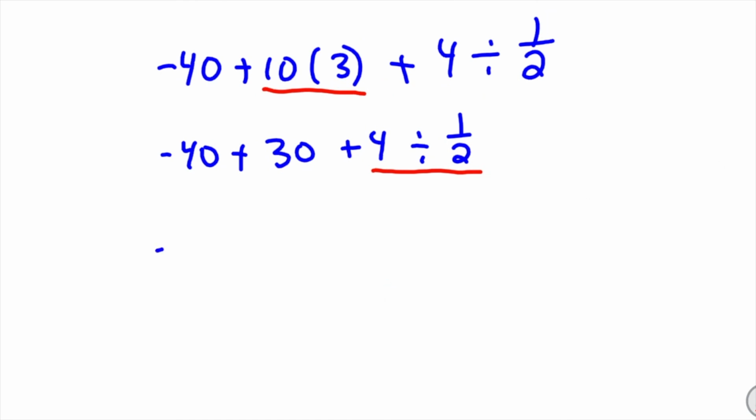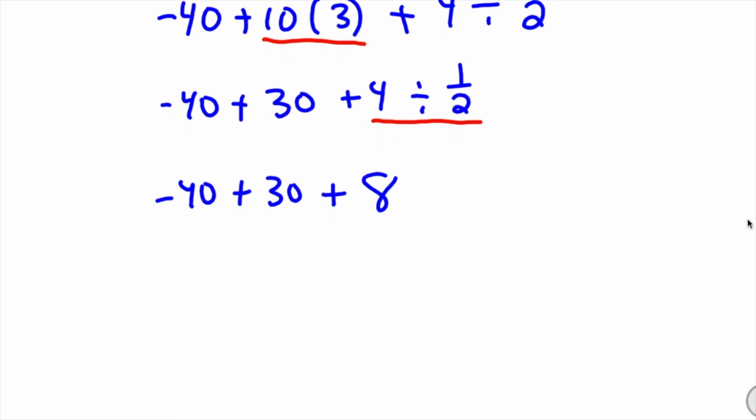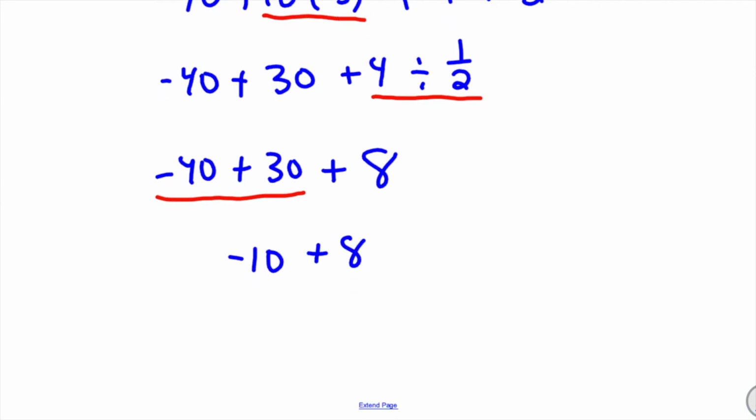So next up, negative 40 plus 30 plus 4 divided by 1/2 is 8. That's not 2. It's not 4 times 1/2. It's 4 divided by 1/2, so that is 8. And adding and subtracting, let's go left to right here. Negative 40 plus 30 is a negative 10. Plus 8. Last step here, negative 10 plus 8 is negative 2. And we're done. Whew, that took a while.